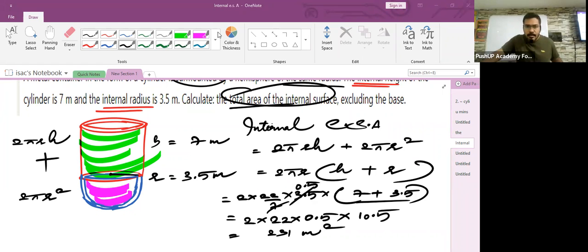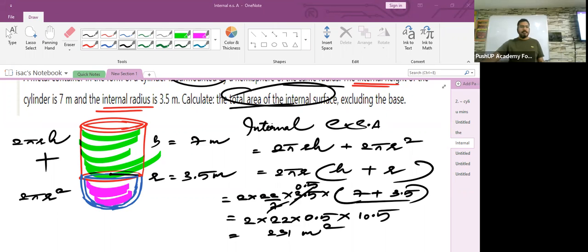Very good. See, Maria, this is also the TSA of a solid cylinder. Yes, Maria. External curved surface area of a cylinder, internal curved surface area of a cylinder, same logic. Here we are finding the internal portion, so 2 pi small r h, that's the difference. Next question.